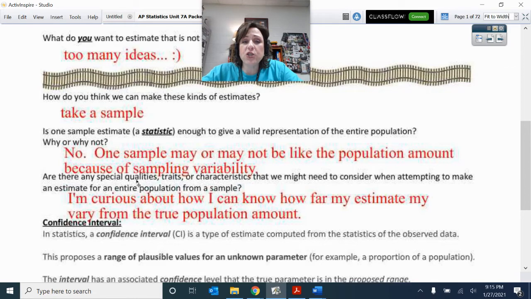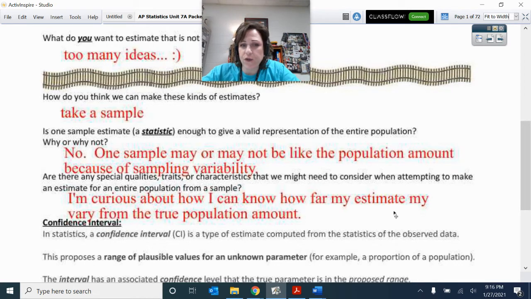Now, are there any special qualities, traits, or characteristics that we might need to consider when attempting to make an estimate for that whole population? This was just a question for you to ponder and think about. I personally want to know, how can I tell how far away my estimate is from the true population amount? How much is that? Is it within sampling variability? How do I know? So let's see where we go from here.